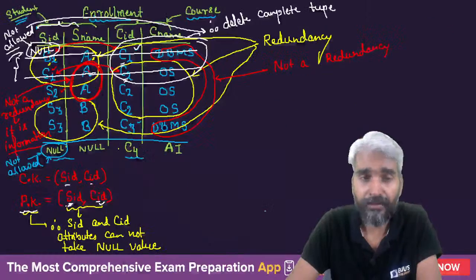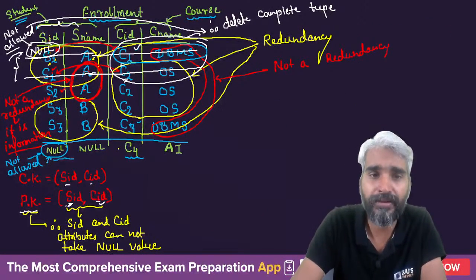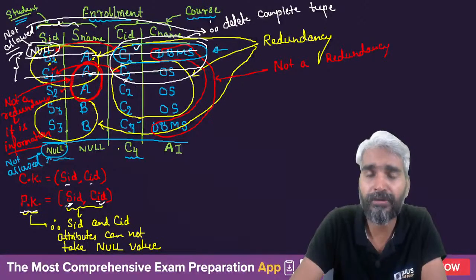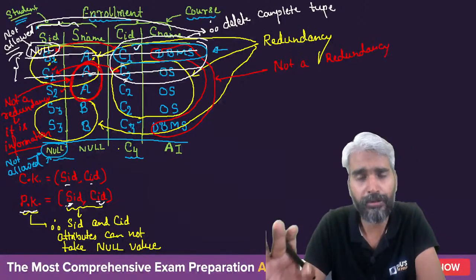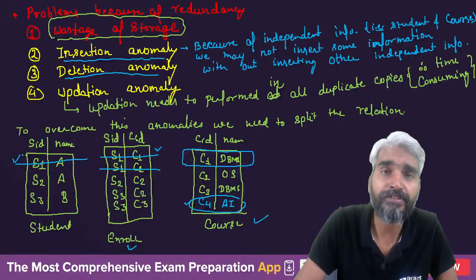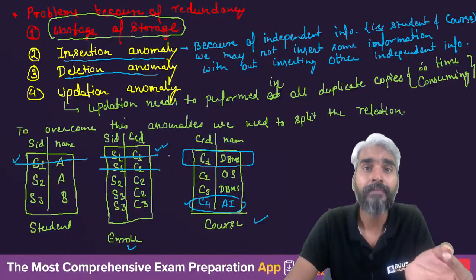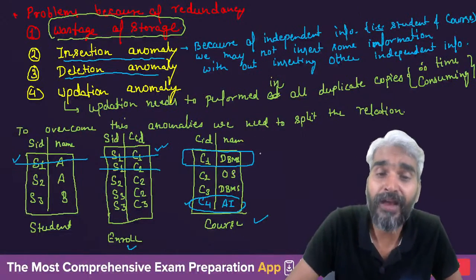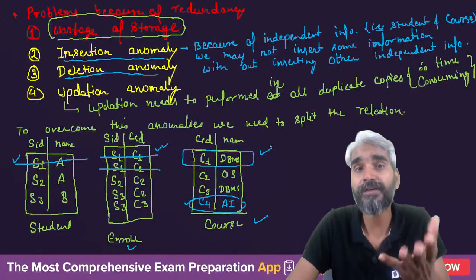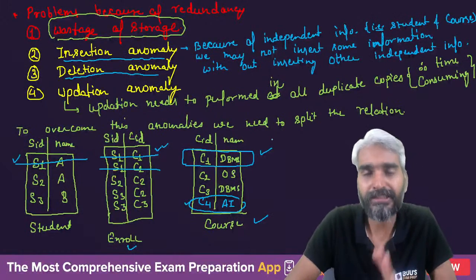Earlier, when we were deleting the information of S1, we were also losing the information of course C1, because this tuple would be deleted. So there would be no information related to course C1. But now we are deleting the information of student S1, and that S1 has enrolled for what courses, but we are not losing the information of course C1. Got it? So that's another benefit.